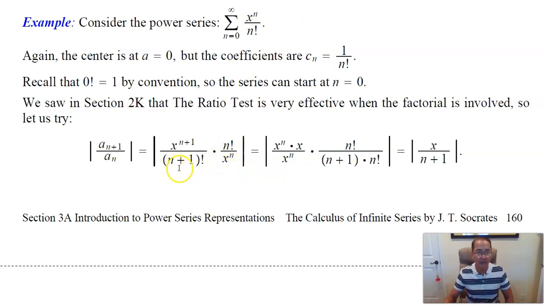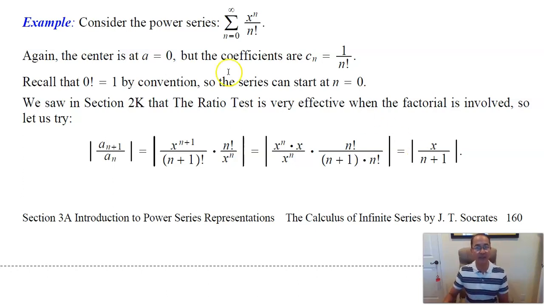And remember that n plus 1 factorial is the same as n plus 1 times n factorial, which I scooted over to be under the n factorial. And I scooted x to the n to the left so that it's underneath x to the n plus 1, which we can rewrite easily as x to the n times x. Because now we can see that the x to the n's cancel, x survives, n factorial cancels, so n plus 1 survives in the denominator.